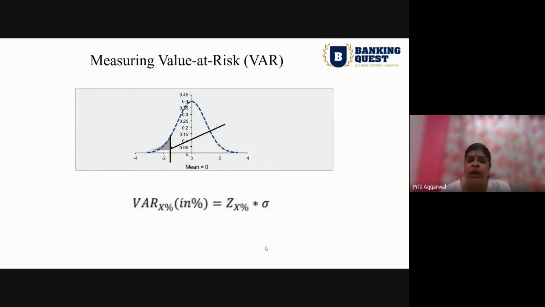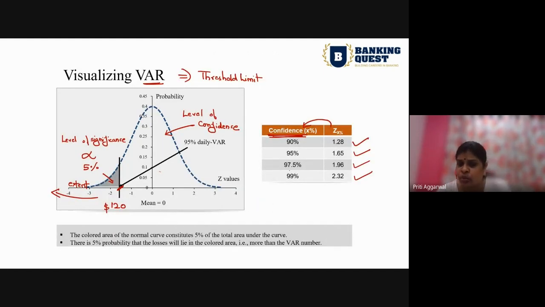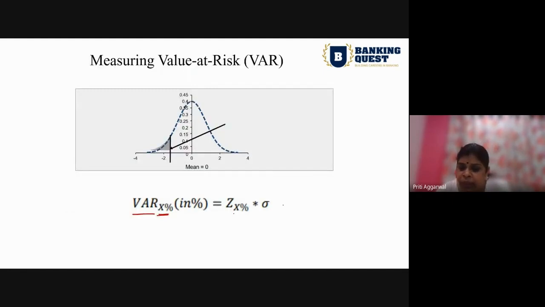So how do we measure the VAR? The formula: if I have to calculate my VAR at X%, given a level of confidence in percentage, I will take the Z score at that confidence level and multiply it with your standard deviation. This will give you your VAR in percentage. And if I have to calculate it in absolute terms, I will multiply it with your value exposure. Whatever your exposure is, I will multiply it with that. That will give you your VAR number in absolute terms.